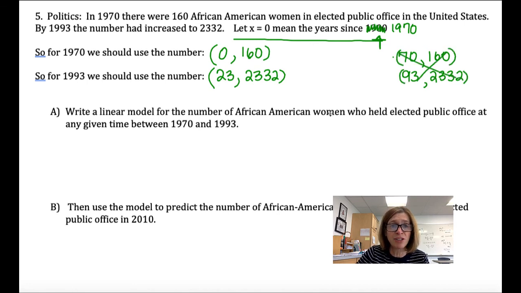So I want you to pay attention to that, especially in real-life data where we start the graph at a different point than what the actual date is. It doesn't have to be that exact date. We can use a value as long as we state it. We would have to state that x equals 1970. All right, I'm going to let you use that to find your linear model and predict the number of African American women who will hold elected office in 2010.